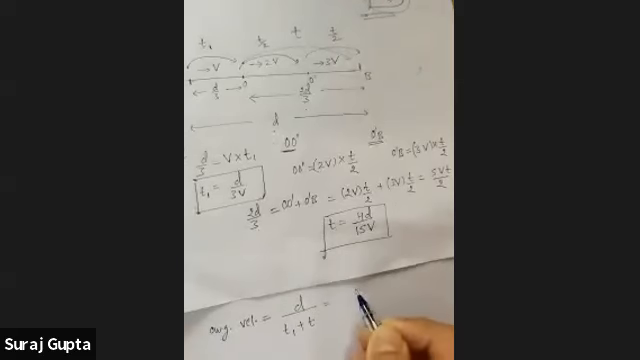So you can put the value of t1. T1 is d upon 3v plus t, which is 4d upon 15v. Now further we have to solve this equation. After solving this equation, you will get this d cancel out. So 45v upon 15 plus 12, 27. This would be the final answer.